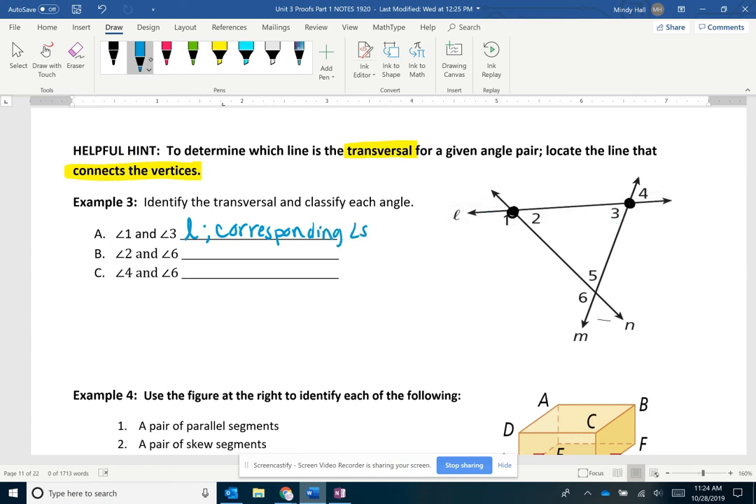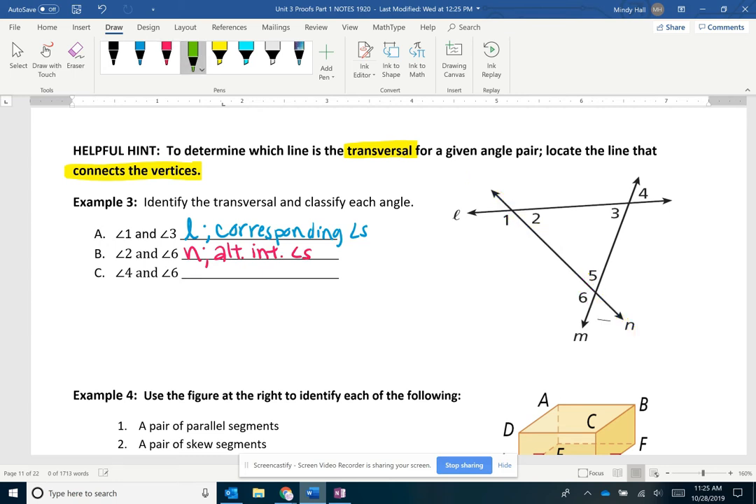Okay. Then if we are looking at angle 2 and angle 6, my transversal would be connecting those two vertices. So that would give me line N. Looking at angle 2 and angle 6, they are between the two lines that the transversal hits, which tells me they are interior, and they're on opposite sides, which tells me they are alternate. So this is alternate interior angles.